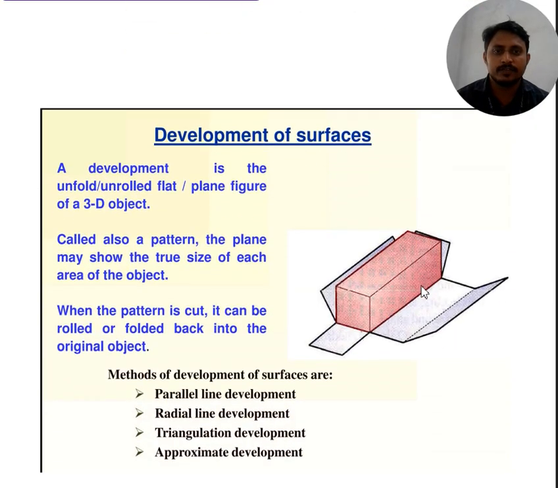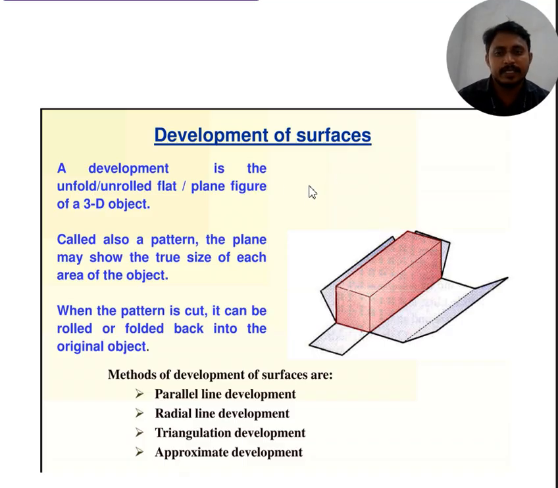See, development of surface is nothing but the shape of a plane sheet that is folded and converted into a desired object. So then it is called a development of surface. For example, there is some desired object. How is that object obtained? It is obtained when you take a plane sheet and then fold it, and then the desired object is formed. So that is called development of surface.